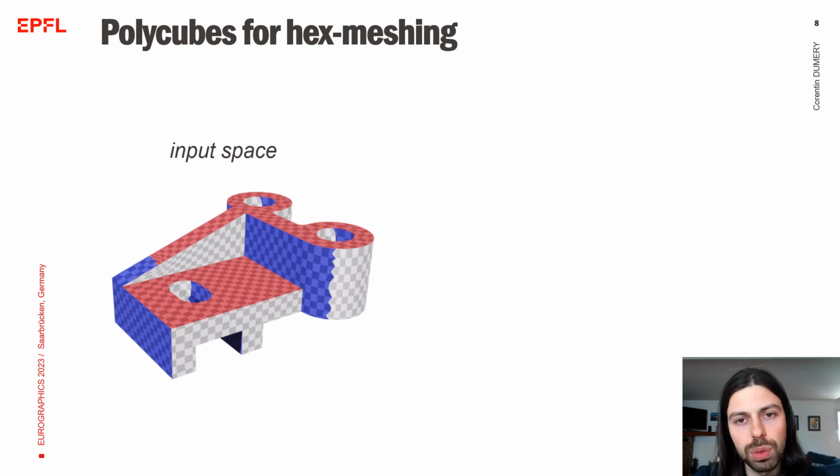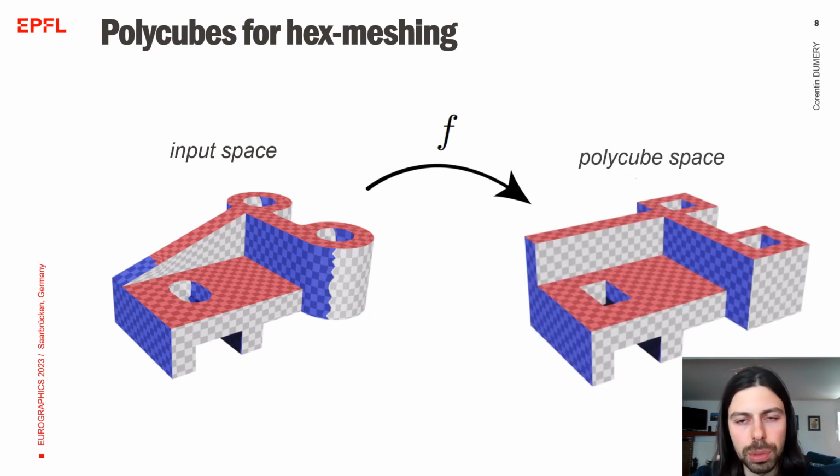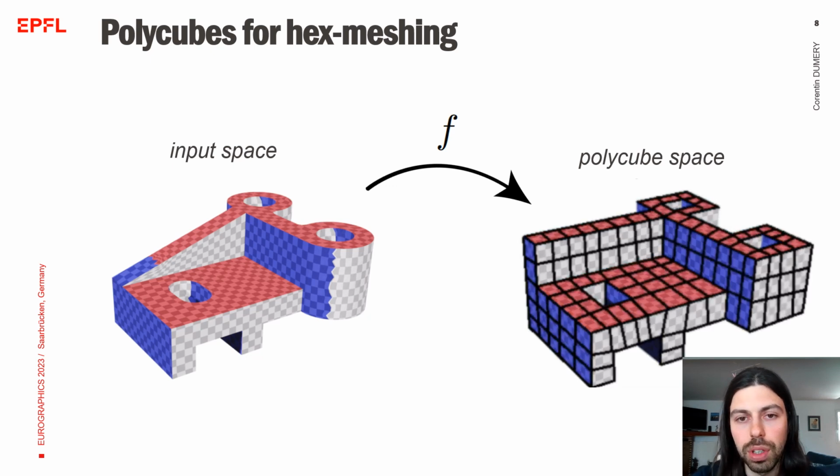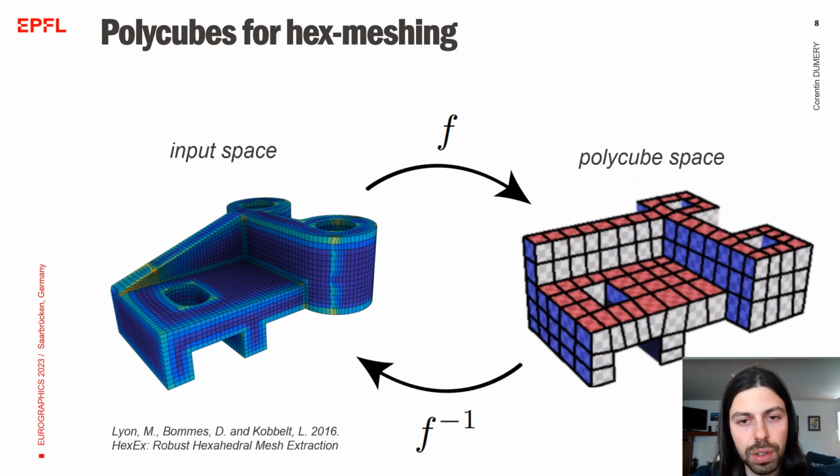So what does this have to do with polycubes? Well, imagine we have a nice polycube parameterization of the input shape, represented as a function f. In polycube space, subdividing the volume into hexahedra is trivial. Then we can simply invert f and warp our hexes back into input space, using some previous work.